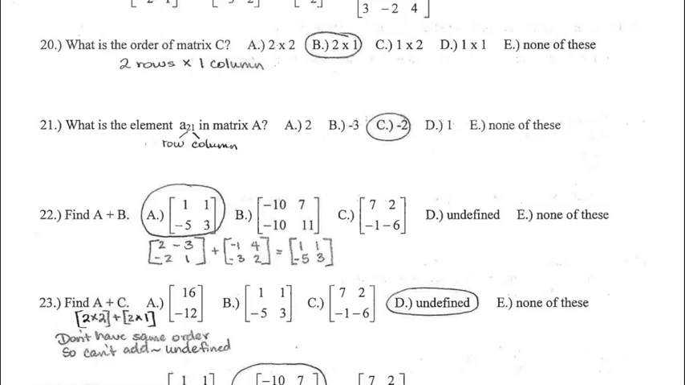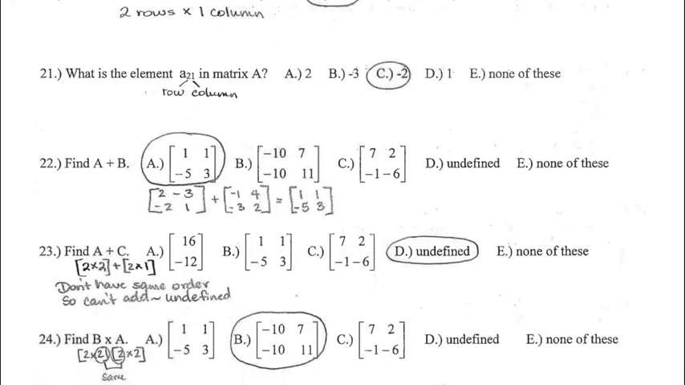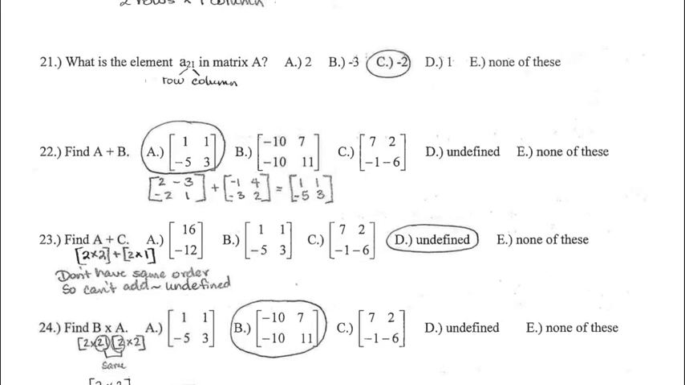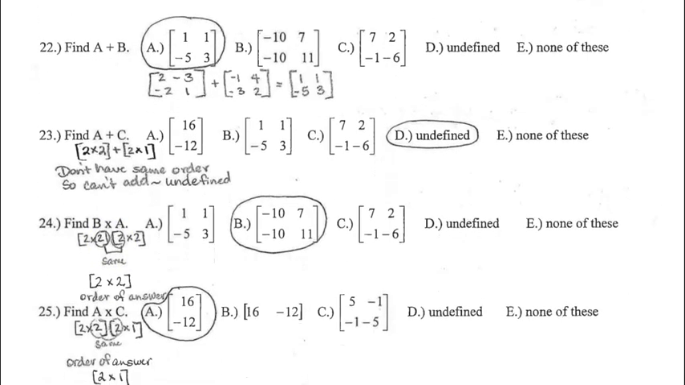Now to multiply two matrices, they don't have to have the exact same order. It's just that their inside values in their order have to be the same. So for instance, matrix B is a 2 by 2 and matrix A is a 2 by 2. Since the inside numbers are the same, I will be able to multiply these. The outside numbers tell me the order of my answer. The outside numbers tell me that my answer is going to be a 2 by 2.